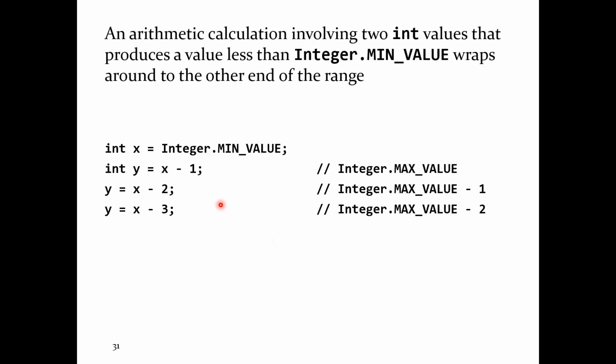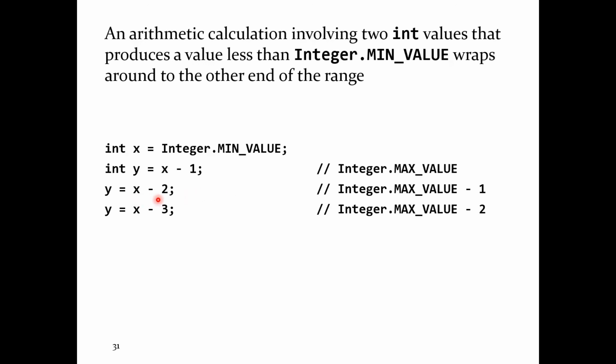Okay, now the same thing happens if you do arithmetic with two int values and it produces a value that is less than integer min value, right? So it wraps around, but this time it wraps around to the other end of the range, so you end up on the high positive side of the range. So if I start out with integer min value and subtract 1, we wrap around to integer max value, right?